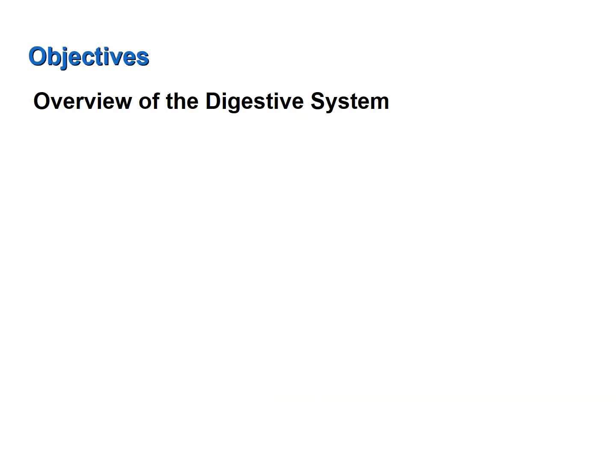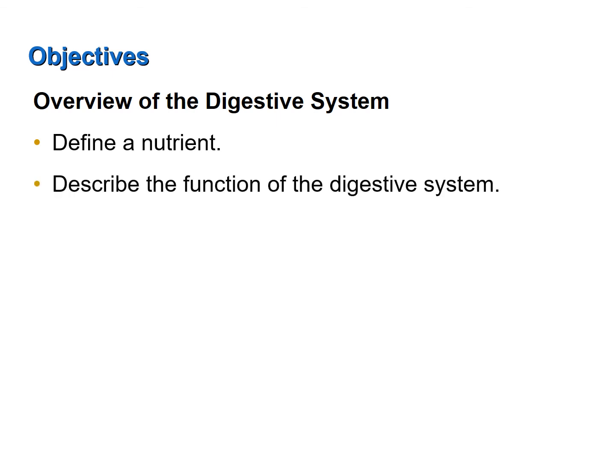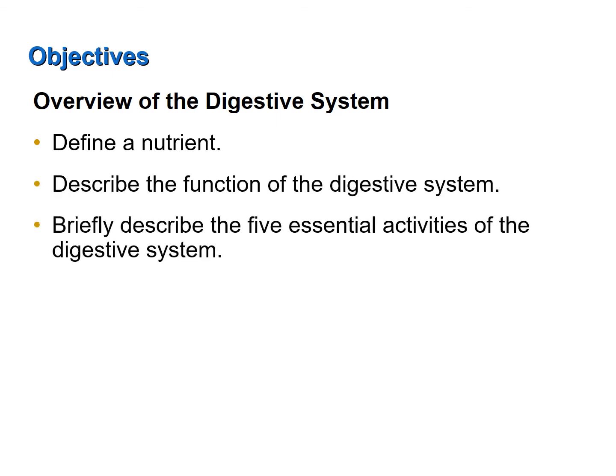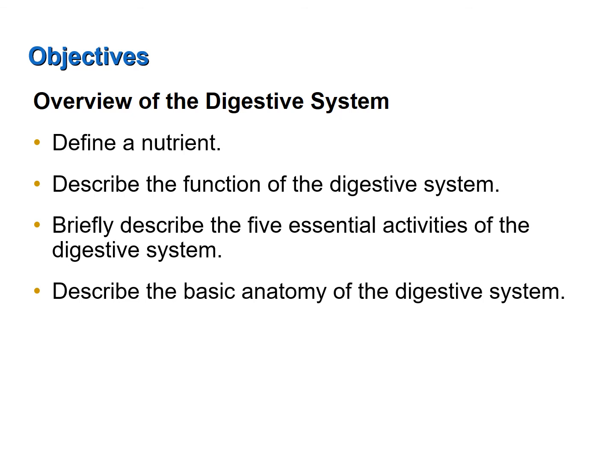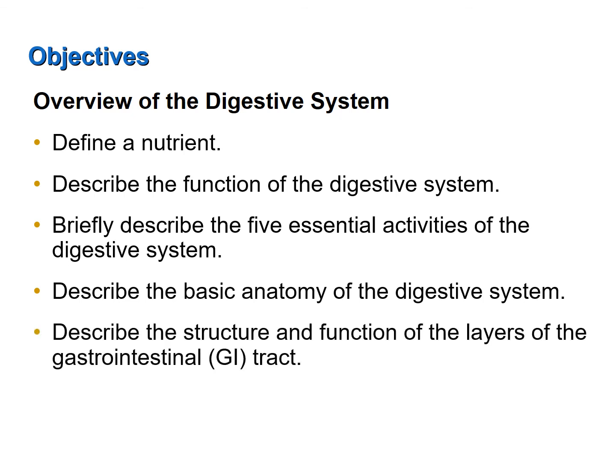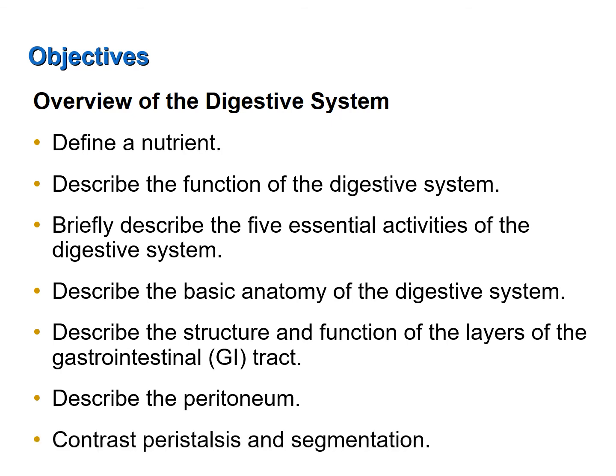Now let's review the objectives of this screencast. Define a nutrient, describe the function of the digestive system, briefly describe the 5 essential activities of the digestive system, describe the basic anatomy of the digestive system, describe the structure and function of the layers of the gastrointestinal tract, describe the peritoneum, and lastly, contrast peristalsis and segmentation. The next screencast will discuss the mouth, pharynx, and esophagus.